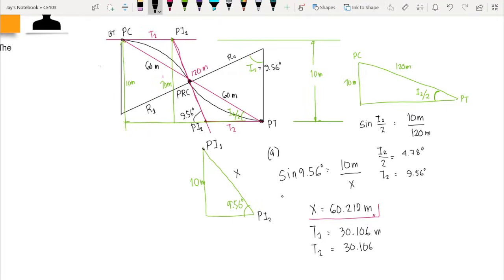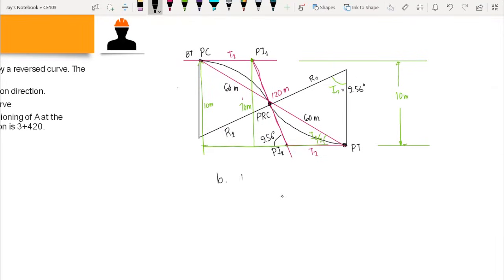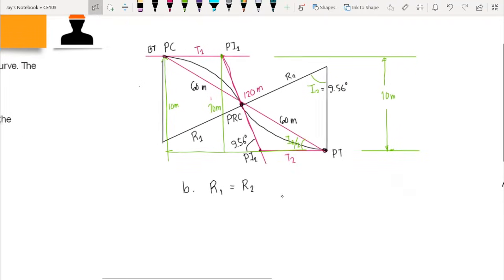Okay? So we will be using this data to compute for the radius of each curve. So question letter B is the radii of the simple curves. So we will be computing for R1 and R2, which again have the same value. So our tangent 2 here is equivalent to 30.106, as well as our tangent 1, our backward tangent, which is 30.106 meters as well.